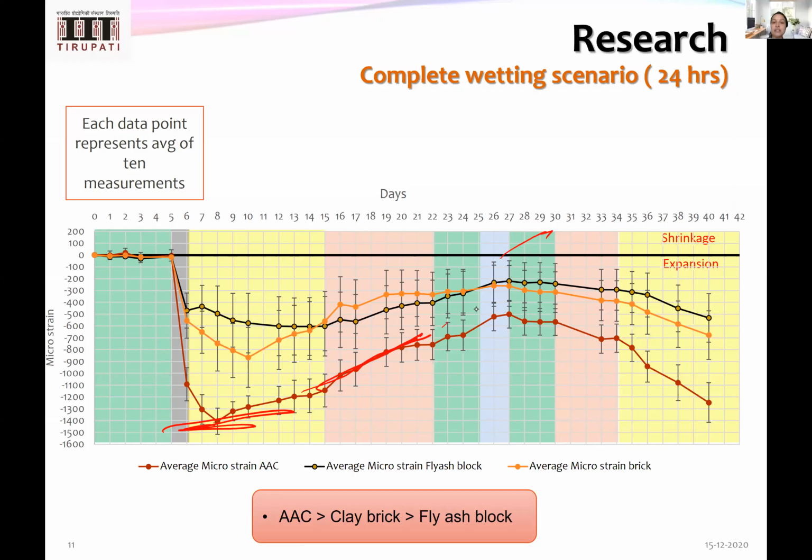We tried 2-3 cycles, and it never comes to the zeroth level. So some permanent expansion is happening in the system. That is the point here. You can see some permanent expansion has always happened, which is around 600. But in the case of clay brick and fly ash brick, the permanent expansion is very low, around 200 microstrain. In the case of AAC block, you have a permanent expansion of around 500 to 600 microstrain.